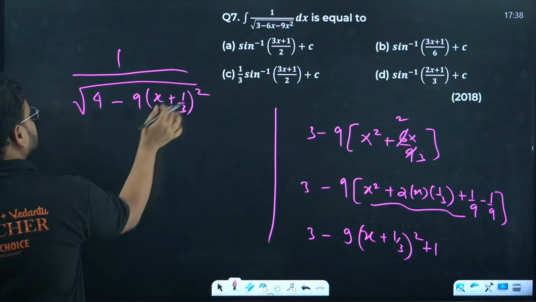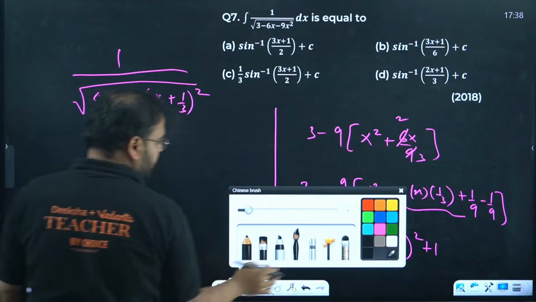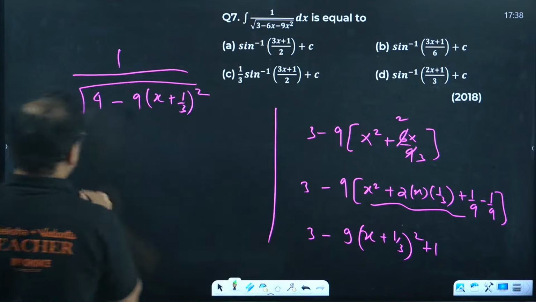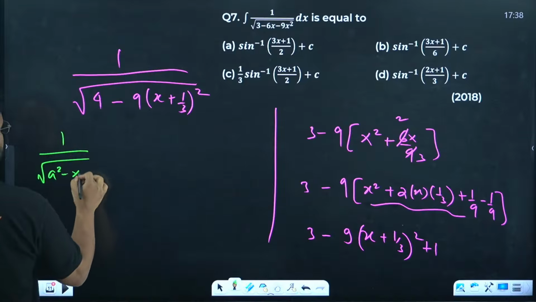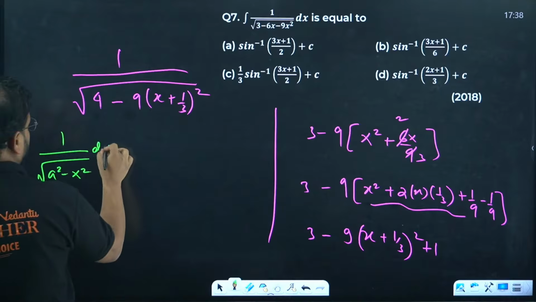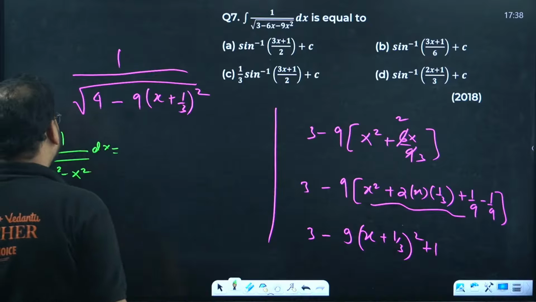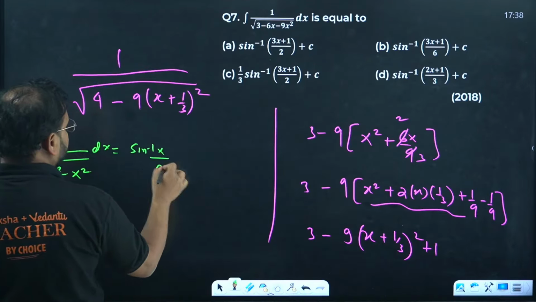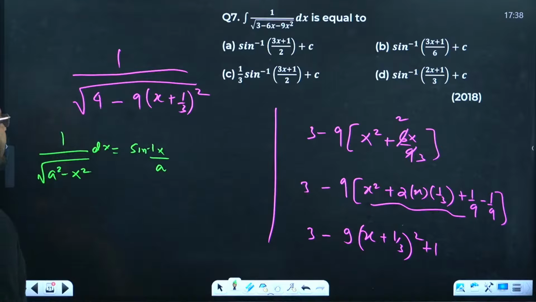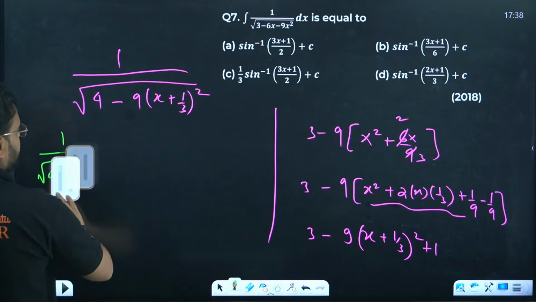If you remember the formula that we're going to use over here, the formula is a simple one. This is the formula: integral of 1 upon root of a square minus x square dx. And this answer is what? Sine inverse of x by a. Sine inverse of x by a. That's the formula I'm going to use.